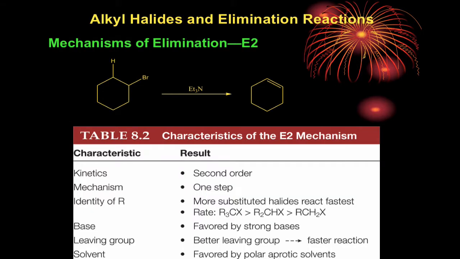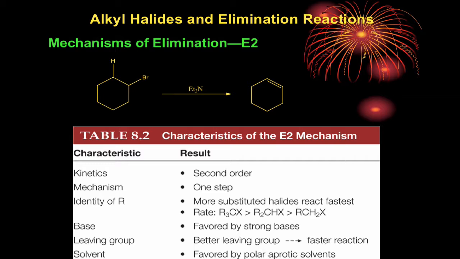So, if we look at this example, here we have what kind of alkyl halide? That is a secondary alkyl halide. We've got a base. In this case, it's triethylamine. Okay, so it's just an amine. Nitrogen has a lone pair of electrons. It's not shown. This allows for an elimination to occur. This is an E2 elimination.